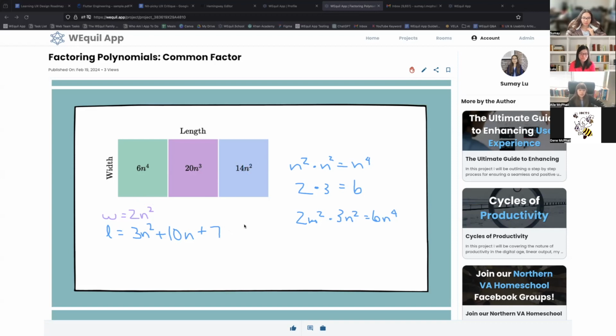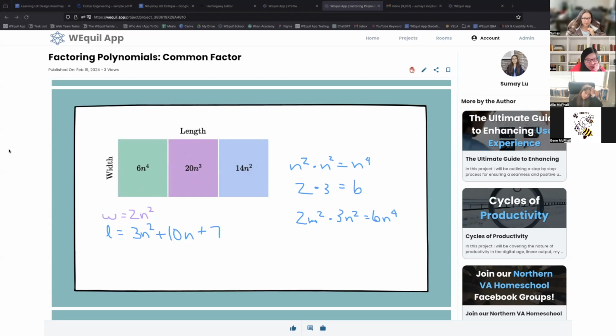Wait, I don't understand where you're getting 10 and 7. Because we're multiplying this width, you see how we have the width and then we have the length. You have to multiply these both together in order to get the area, right? Yes. And so we know the width is 2n squared, right? So 2 times 3 is 6, right? Yeah. 2 times 10 is 20, right? Yeah. 2 times 7 is 14. You see that? That's how I'm getting those numbers. Are you still confused? No.